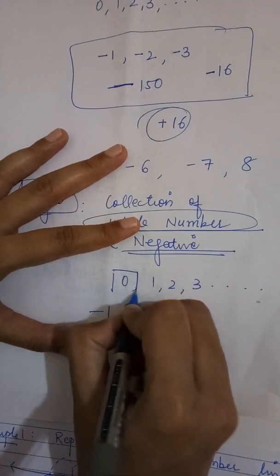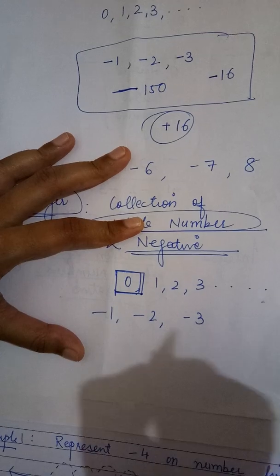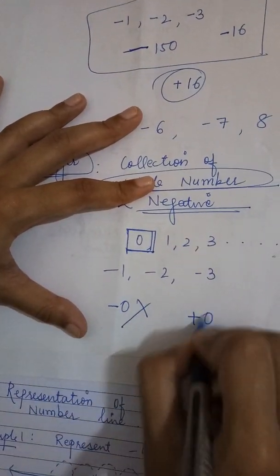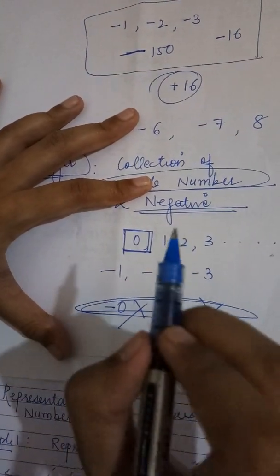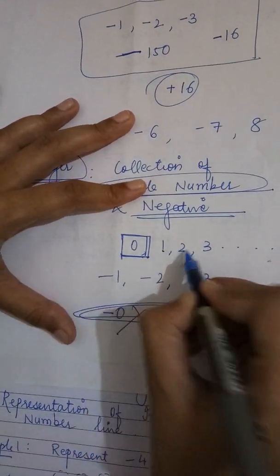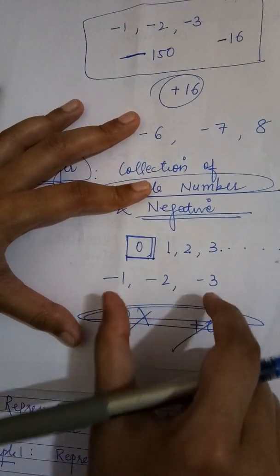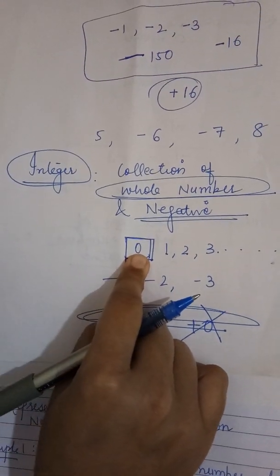Now next is about 0. When we talk about 0, 0 is neither a positive number nor a negative number. I cannot write minus 0, I cannot write plus 0. No, we are not going to talk about it. Starting from 1, 2, 3, all these are the positive ones, and minus 1, minus 2, minus 3, these all are the negative numbers. 0 is not counted as positive or negative.